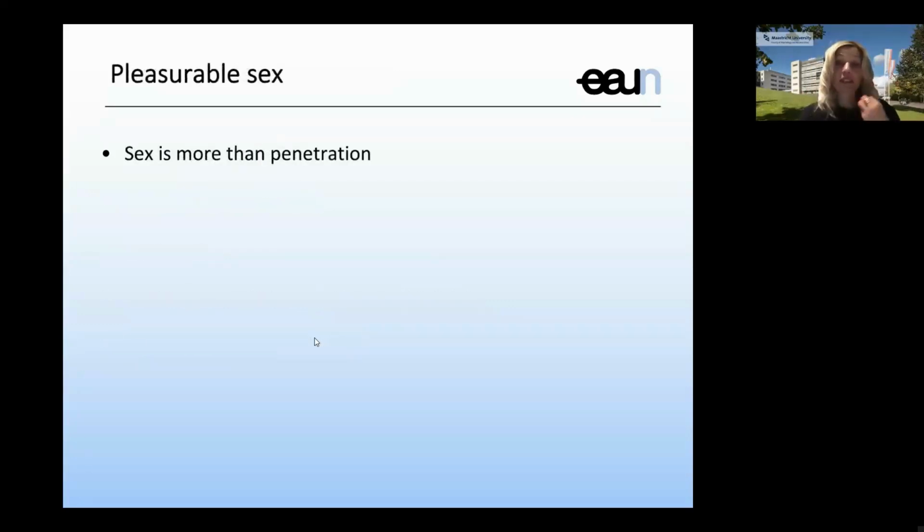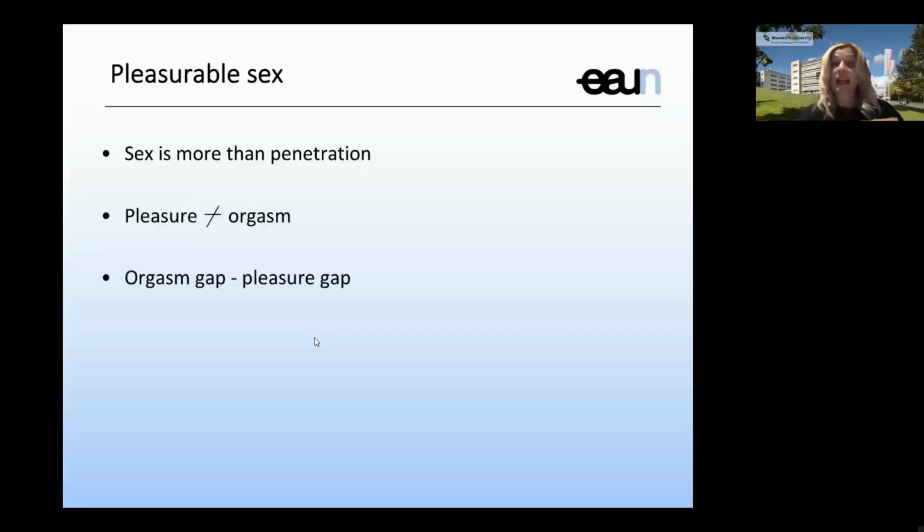Pleasurable sex also means that sex is more than penetration. Again, our sexual script is often focused towards penis and vagina context. And when we think about pleasurable sex, we often think about orgasm, and then we think about orgasm during penetration. But pleasure is more than orgasm, that's one thing. And also, you don't need to reach orgasm during penetration.